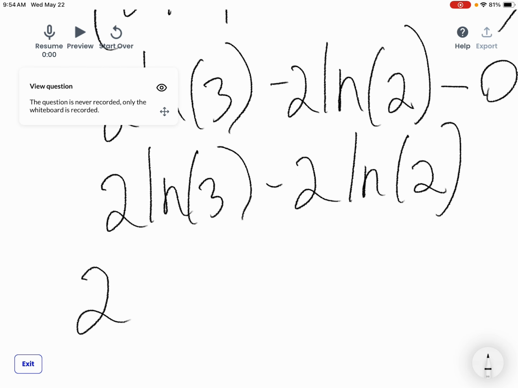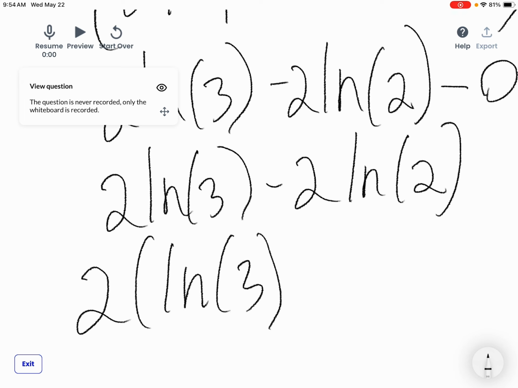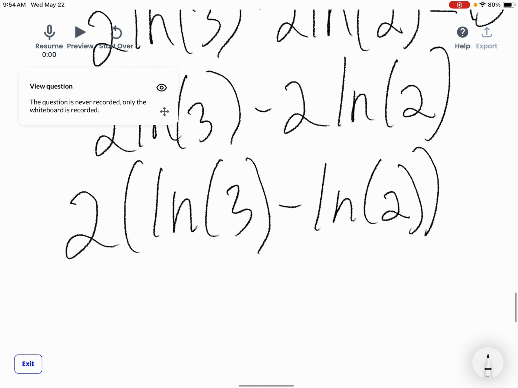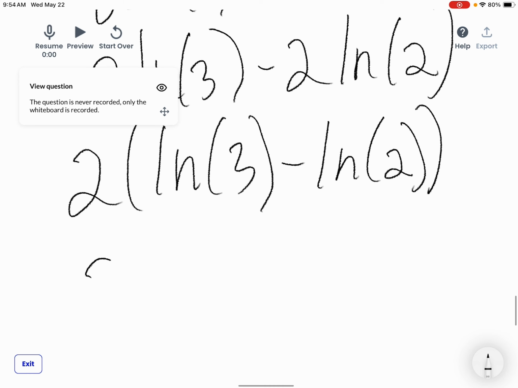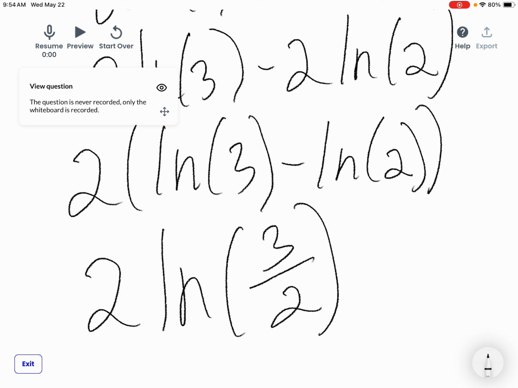If we factor out a 2, we get 2 times the natural log of 3, and then minus the natural log of 2. If we distribute, we get 2 ln 3 minus 2 ln 2. But since we're subtracting 2 logs with the same base e, and we know that if we have a quotient in the argument, it's the difference of the individual logs, we can write this as a quotient: the natural log of 3 divided by 2, which is the natural log of 3/2. So therefore, we have 2 times the natural log of 3/2. And there is our final answer.